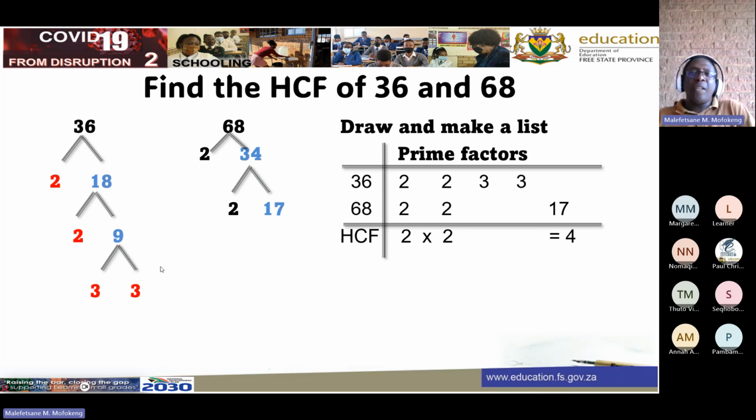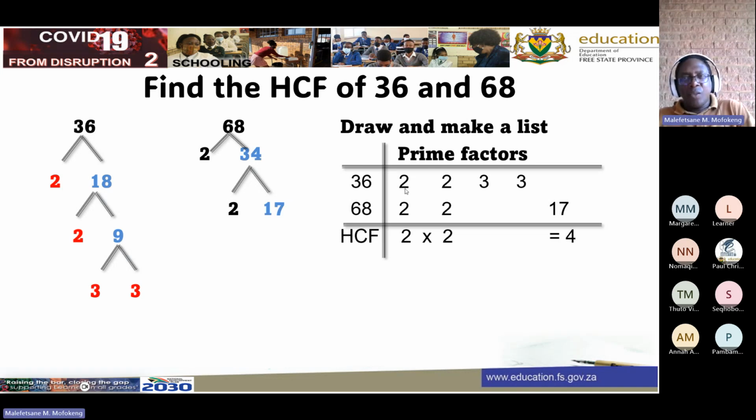Find the highest common factor of 36 and 68. As indicated, the blue ones are the prime factors of the composite numbers, and the red ones are the prime factors of the prime numbers. After using these 3 diagrams, you draw and make a list of prime factors.